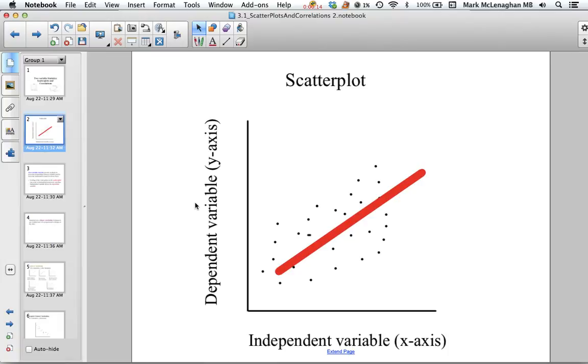So, scatterplot. A scatterplot is made up of a series of dots, usually on two-variable axes. We have the independent variable and the dependent variable, and the plots are points that correspond to locations on both axes.